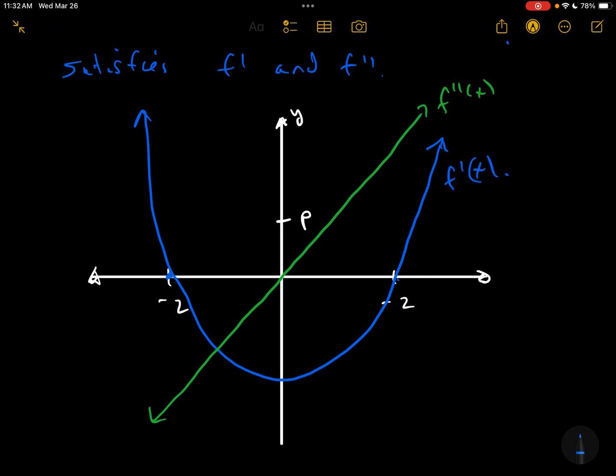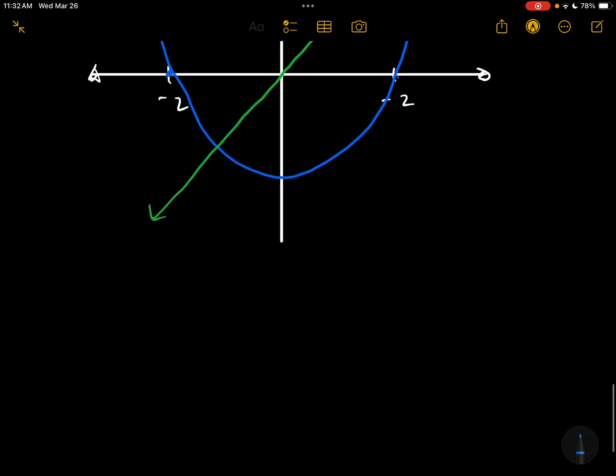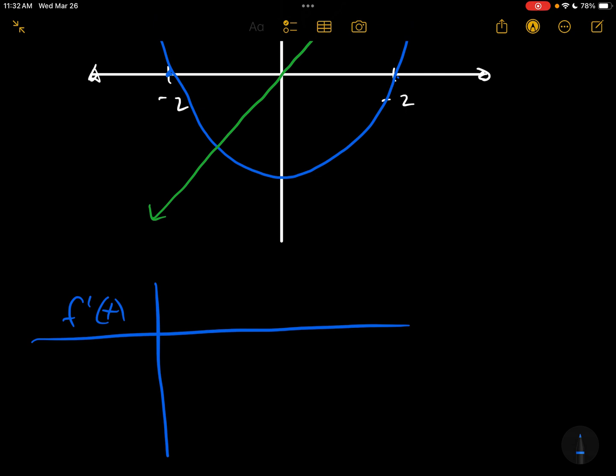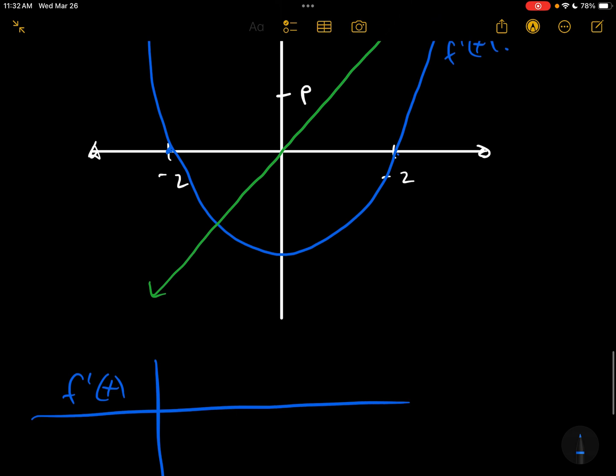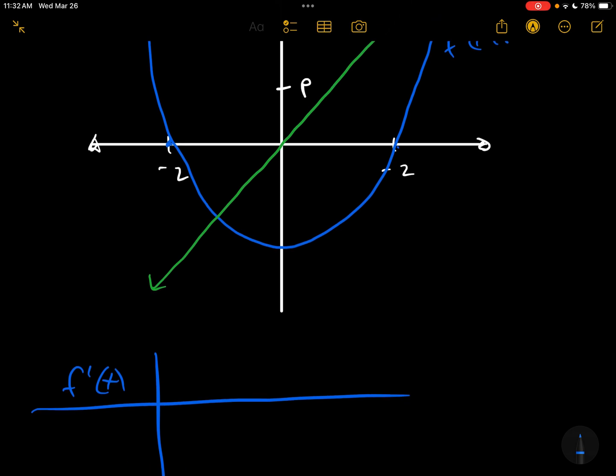Cool, so what's a possible graph for f? What you do, and this is a really cool way to do these problems, is you make a sign chart from the graph. So where is f prime of x equal to 0? F prime of x is equal to 0 at -2 and +2. So I have critical points at -2 and +2.